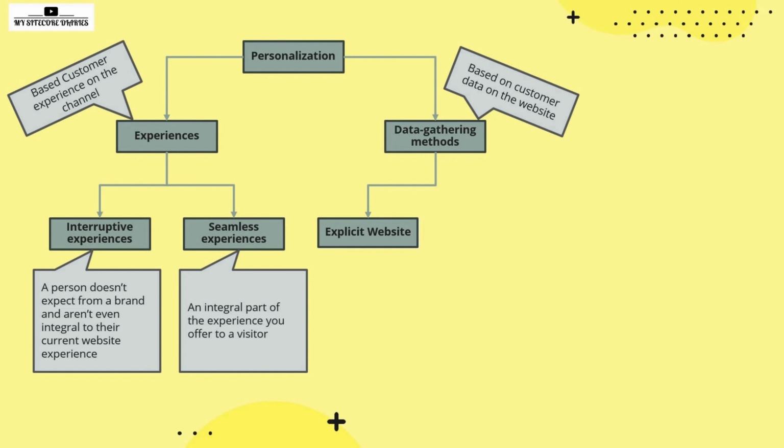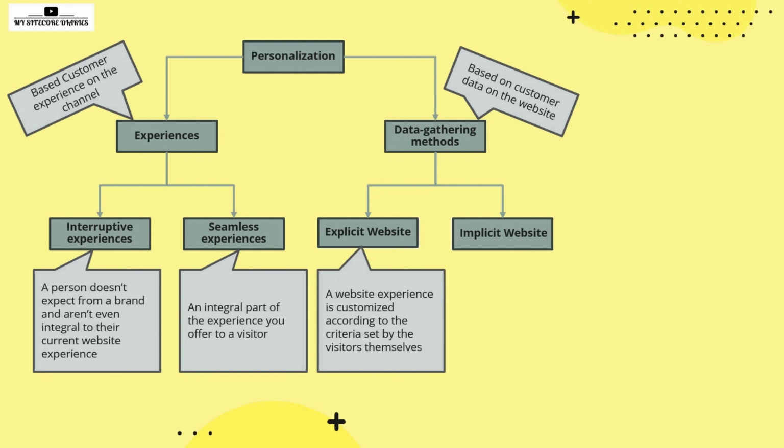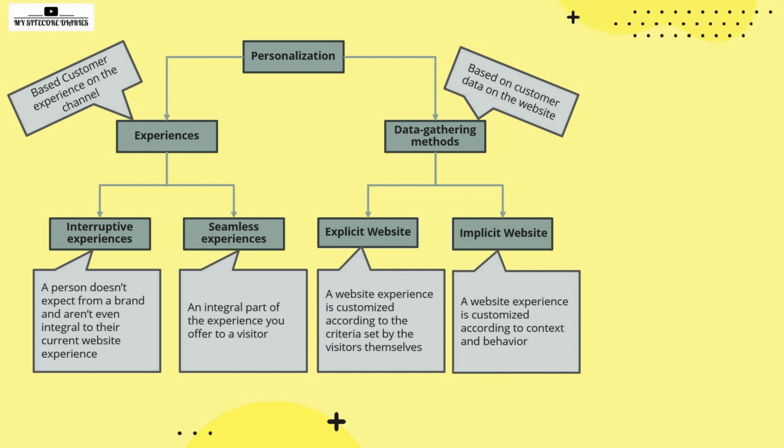Now what is data gathering? There are two ways: explicit and implicit. In the explicit website experience, the experience is customized according to criteria set by the visitor themselves. So the visitor might set some criteria, and according to that the personalization is done. And what is implicit? The website experience is customized according to the context and the behavior of the visitor. So implicit has two types: first is context and another is behavior.